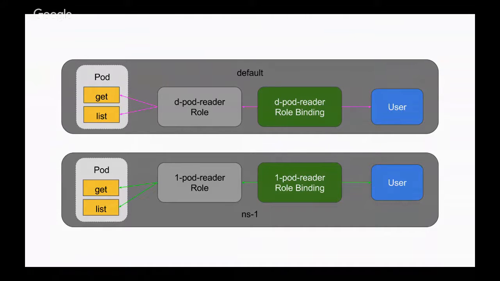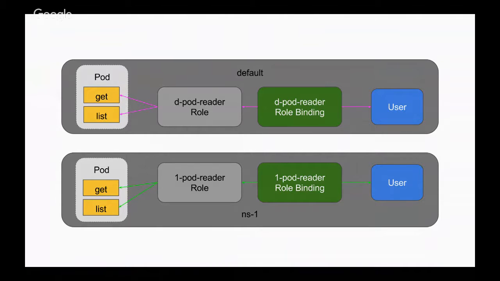So when you create a role or a role binding, they actually exist within a Kubernetes namespace. And they're only relevant to the objects within that namespace. So when you create a role and it talks about pods, it's only relevant to the pods that are in the namespace where the role exists. And the binding is only effective if it also exists in that same namespace.